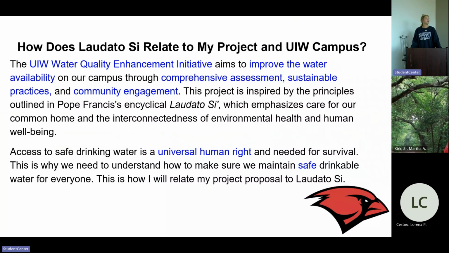I really just want to point out how important it is for all humans to be able to have safe, clean drinking water, not only to conserve it for our planet, but also for everybody who lives here. Like I said, access to safe drinking water is a universal human right and needed for survival. This is why we need to understand how to maintain safe drinkable water for everyone, and this is how I'm going to relate to my project.